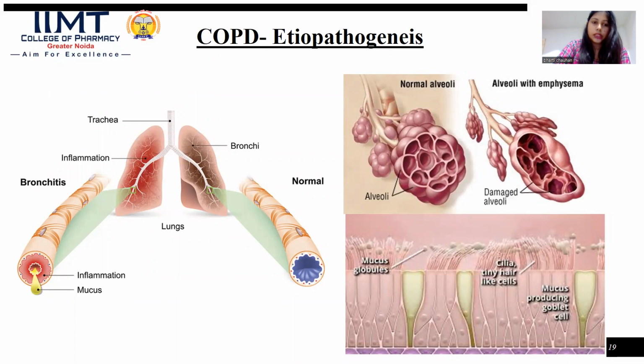So this is the image. You can see here the lung at the left-hand side is looking red and healthy, and the right side is inflamed. After inflammation, the bronchi will get narrowed, and due to which there is not a proper exchange of carbon dioxide and oxygen gases. Here you can see emphysema, which I have already told you about, in which a normal alveoli looks like that, and alveoli with emphysema will look like this, damaged alveoli.